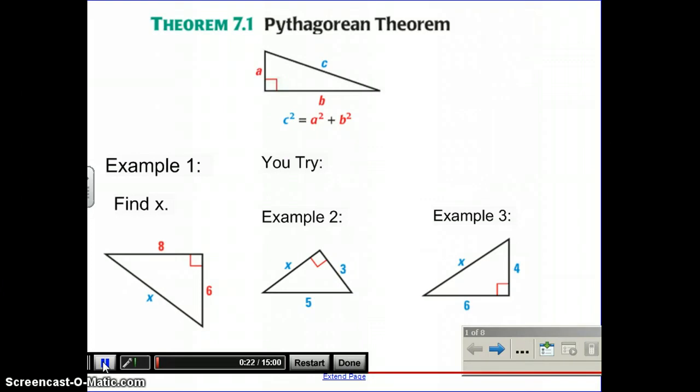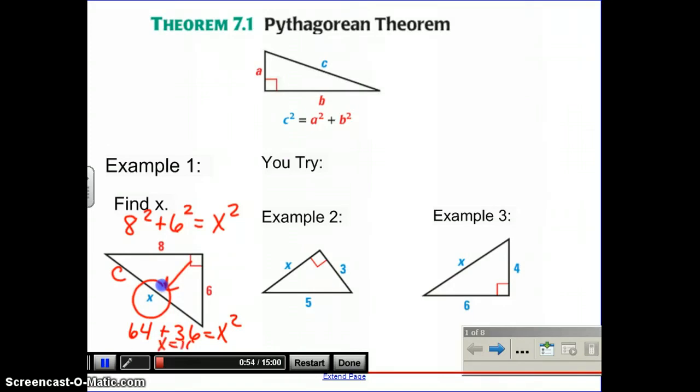So let's look at the first example together. We need to find x. In this problem, x is your c. It is across from the right angle. It is your hypotenuse. So, if we want to solve this, we would do 8 squared plus 6 squared equals x squared. You could interchange the 8 and 6, it doesn't matter. So we know that 8 squared is 64 plus 36, and that equals x squared. If we add those together, 100 equals x squared, so x is simply 10.